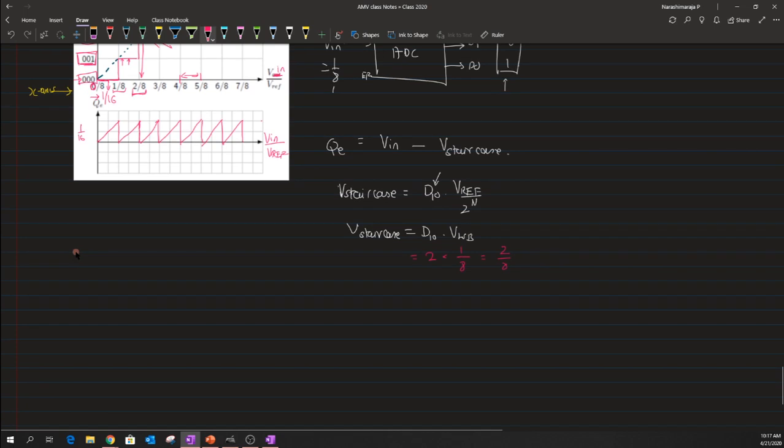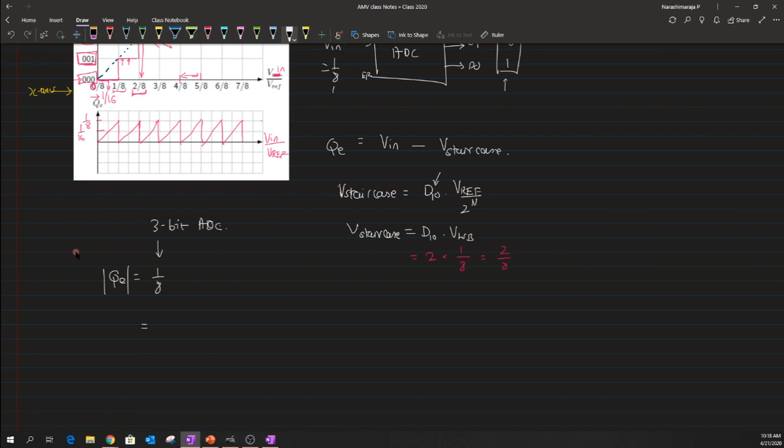Let me move on to the next parameter, which is again related to this quantization error. Now let us see what is the maximum height this quantization error reaches. What is the amplitude of this QE that I have here? If you look carefully, the magnitude of this particular quantity is basically equal to 1 by 8. This 1 by 8 is a term defined in terms of VLSB, for a 3-bit ADC.